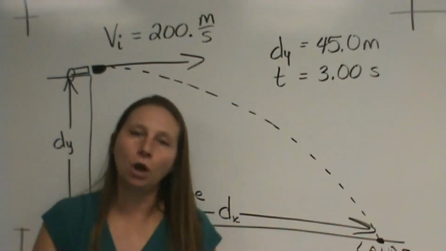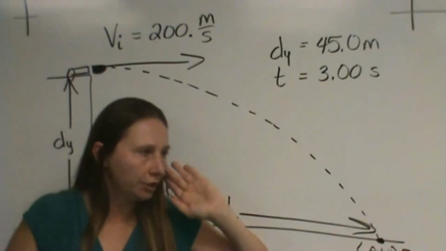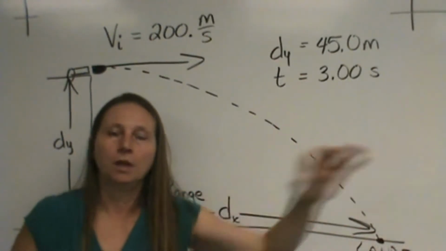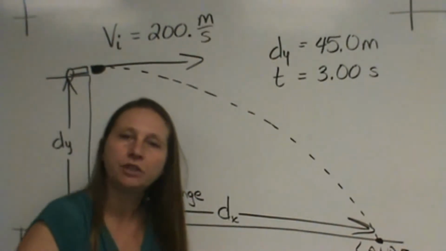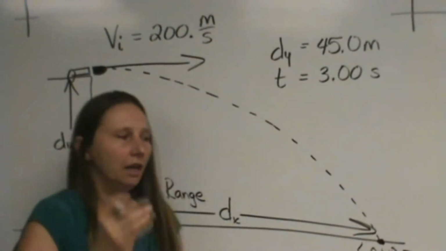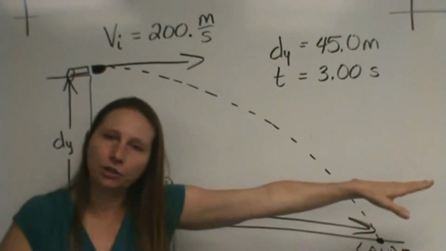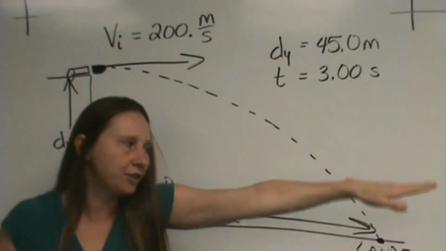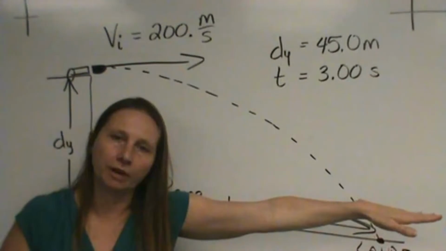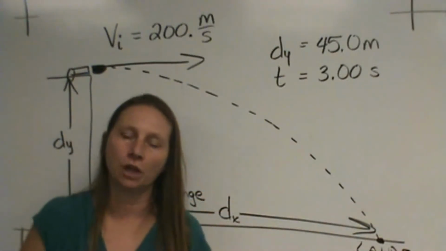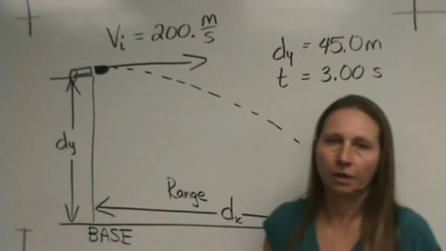So my question to you is, after the bullet leaves the gun, does it have any acceleration in that direction? Is the bullet going faster and faster in that direction? Is the bullet slowing down in that direction? What's happening in the horizontal direction? The answer is that the bullet has no acceleration whatsoever in the x direction, in the horizontal direction.